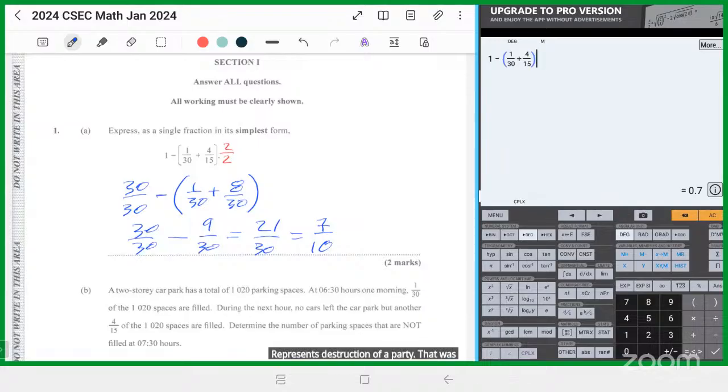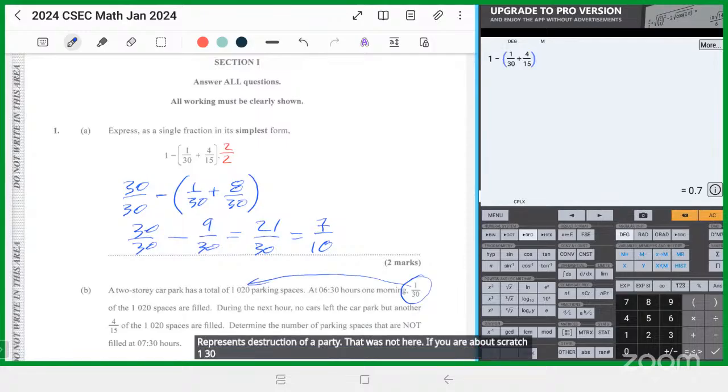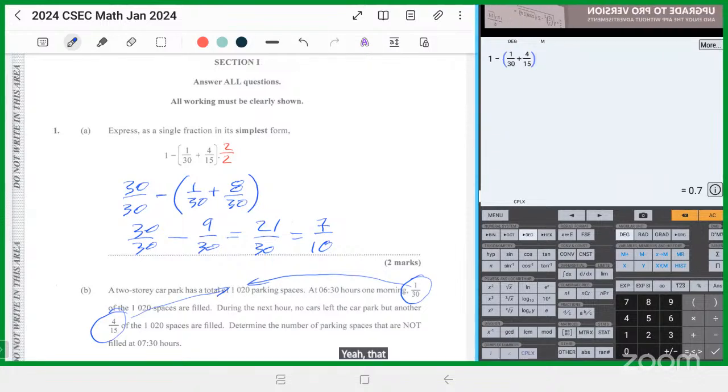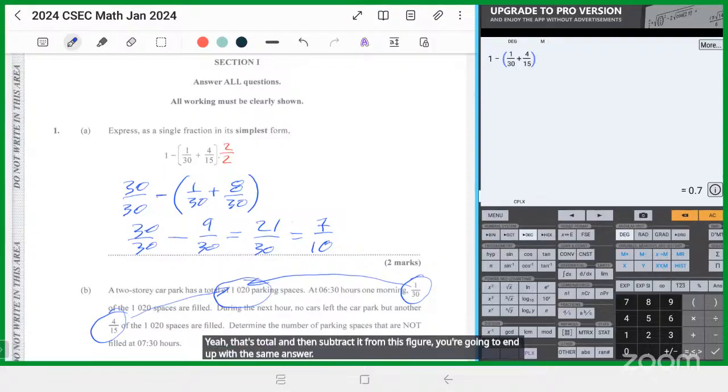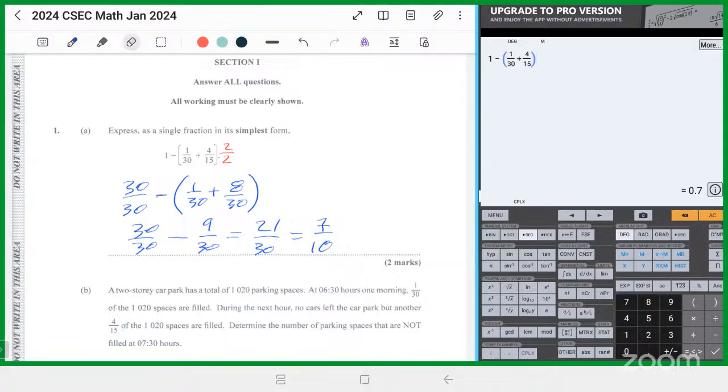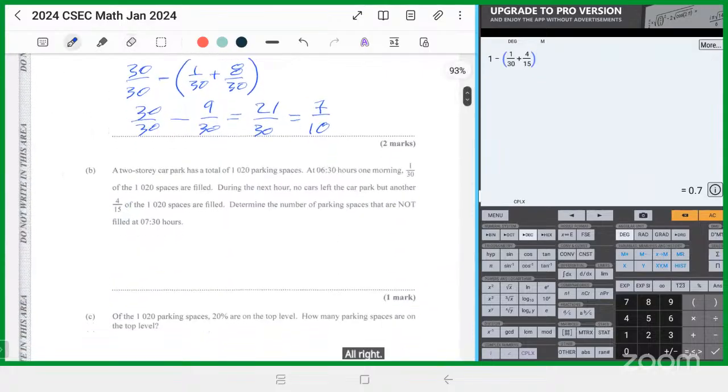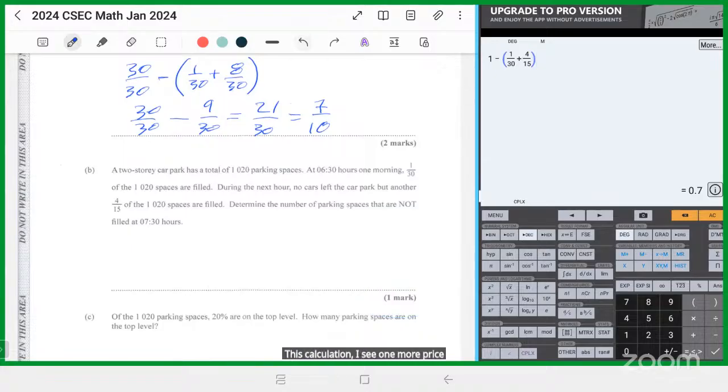If you want to go from scratch, work out 1/30th of this figure, and then work out another 4/15th of that figure, get that total, and then subtract it from this figure, you're going to end up with the same answer that I'm going to give you. All right? We have to try and learn and do the mathematics easily. This calculation is 1 mark, so we don't expect a lot of work.